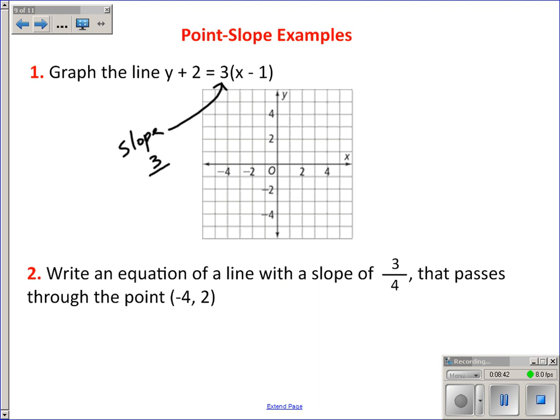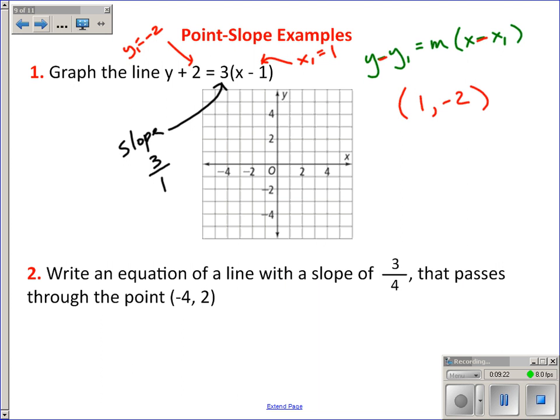which again is 3 over 1. And the point that it goes through, if you think about the fact that it's y minus y1 is equal to m parenthesis x minus x1, that there are minuses before these. Okay, these minuses are really important. So that means x1 would be equal to a positive 1, because it's x minus x1. And the y1 would have to be a negative 2, so that y minus a negative 2 would be y plus 2. So the point that this goes through is the point 1 comma negative 2. Okay, I hope that makes sense.